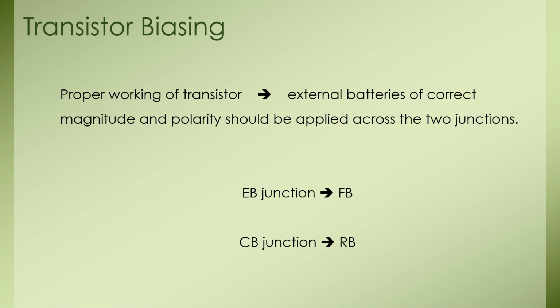Okay, and this is the transistor biasing. Transistor biasing is necessary for the proper working of the transistor. In biasing, we apply external batteries of correct magnitude and polarity across the two junctions. On the basis of transistor biasing, we get two biasings. First one, the emitter-base junction, which is always in forward bias, and the CB junction, which is always in reverse bias.